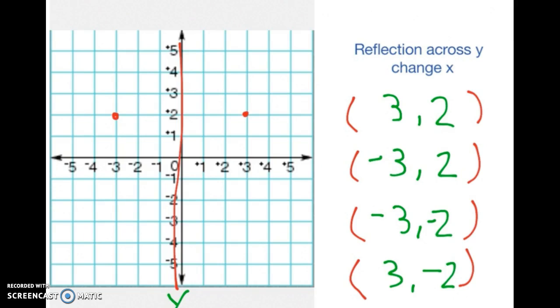Now for the last one, we start with -3, -2. So we're going to go to -3 and down 2. Our point will be there. Now because we're reflecting again across the y, we are going to change the x. So it will be +3 and -2. So we'll go over 3 to the right because that's the positive sign, but we will still be going down 2.